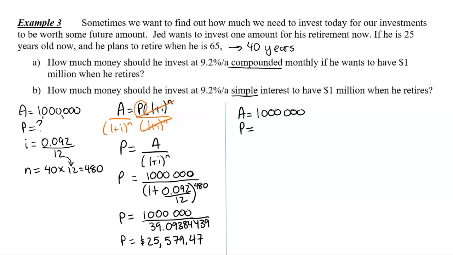If we go over to the simple interest situation, we have the same A and P value as the other case. The r value is 0.092. We don't divide that by anything because it's simple interest. And we have 40 years. Remember that t is always in years.